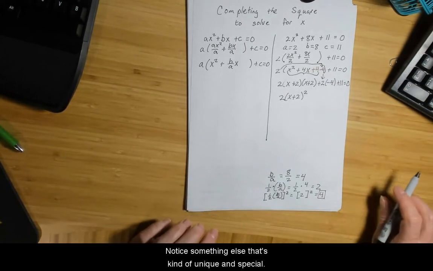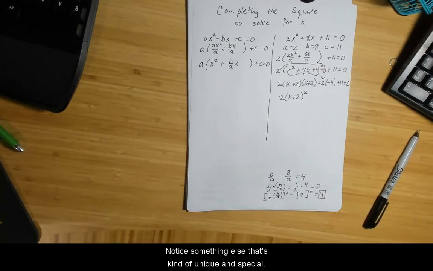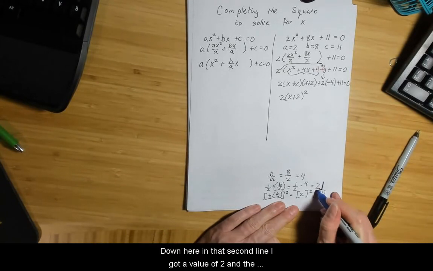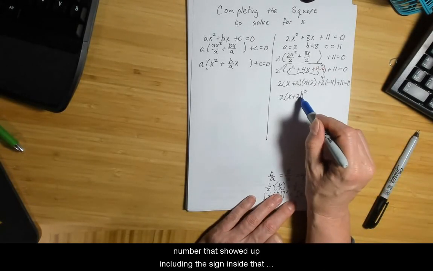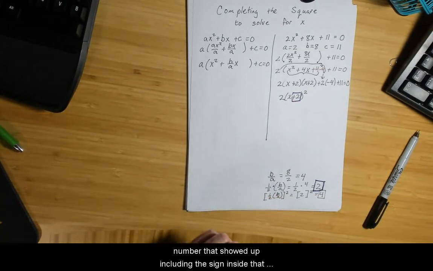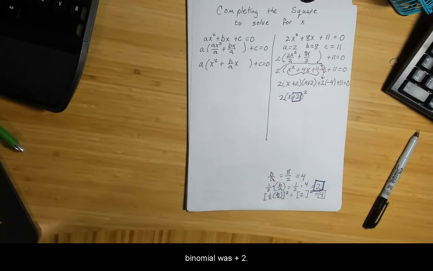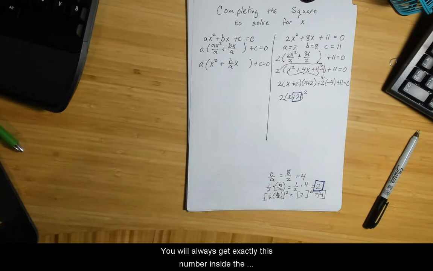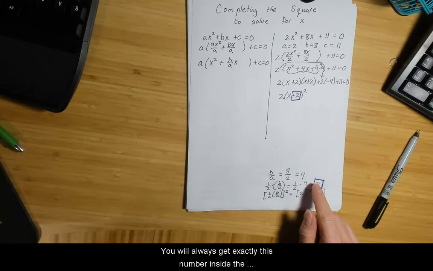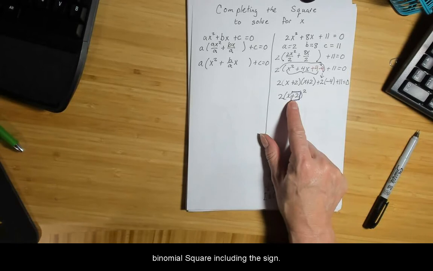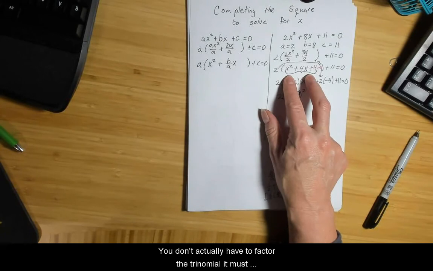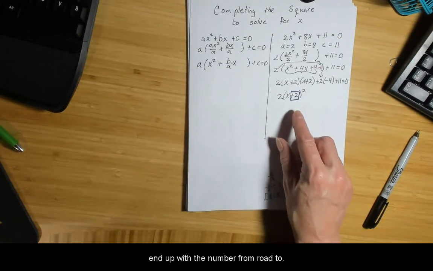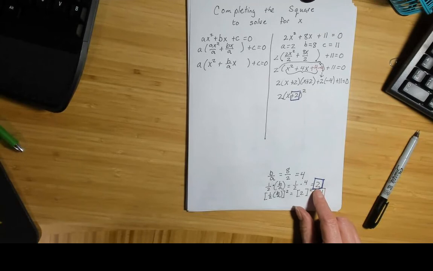Now, notice something else that's kind of unique and special. Down here in that second line, I got a value of 2, and the number that showed up, including the sign inside that binomial, was plus 2. This always works. You will always get exactly this number inside the binomial square, including the sign. You don't actually have to factor the trinomial. It must end up with the number from row 2.